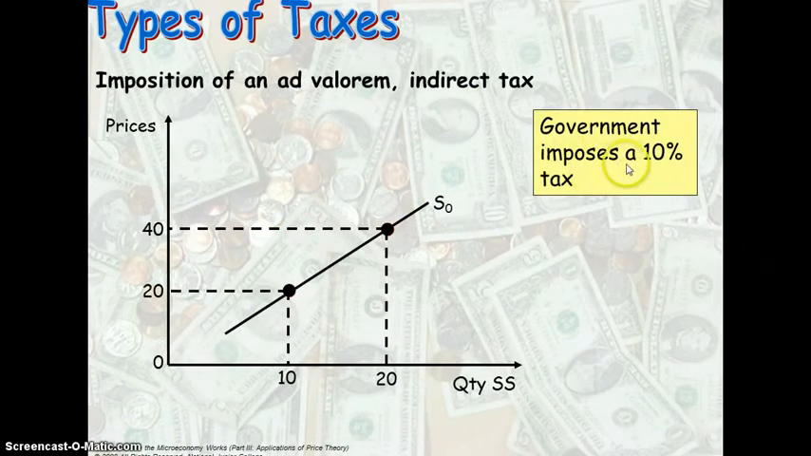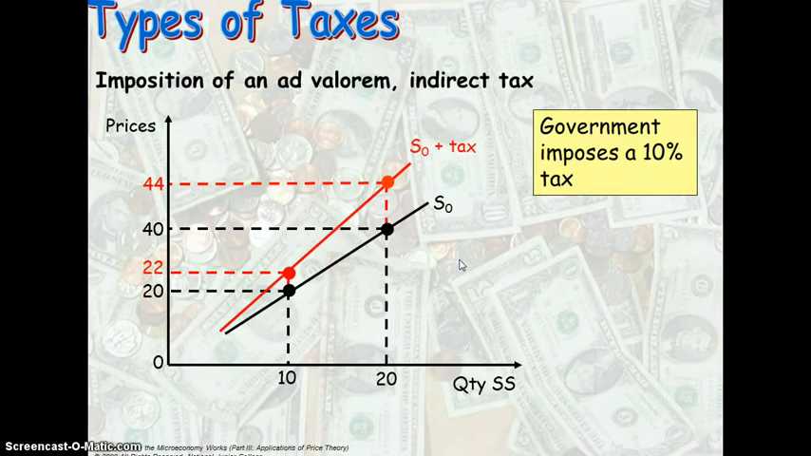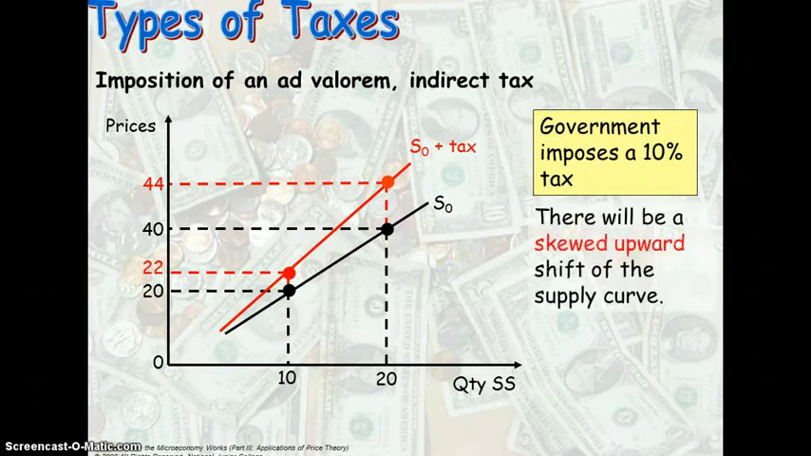When the government imposes a 10% tax, it refers to, for example, at the 10th unit, the willingness and ability for the producer to produce is at $20. So 10% of $20 will be $22, a $2 difference. Likewise, for this case, it is initially at $40 for the producer who is willing and able to produce. A 10% will be $44, a difference of $4. And therefore, you can see that by imposing an ad valorem tax, the supply curve shifts up, but in a skewed manner.